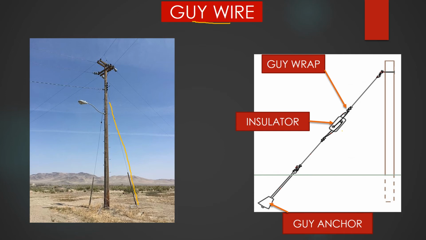This type of insulator used in guy wire is actually the stay type insulator. The connections which are made are generally referred to as guy wrap. This is the guy wrap.